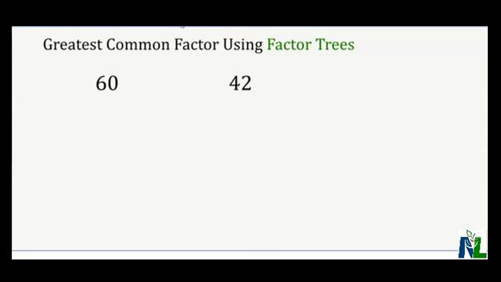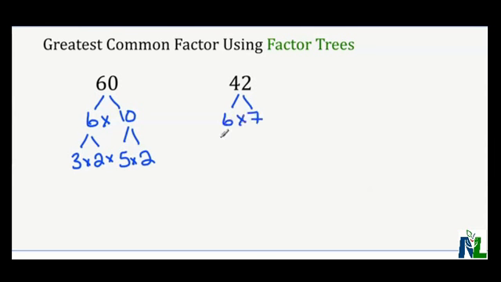So if I do the factor tree for 60, I can make 60 into 6 times 10. Then I can break that down again into 3 times 2, and the 10 can become 5 times 2. Now the 42, we can say that's 6 times 7. 6 is 3 times 2, and since 7 is prime, we'll just carry that down.